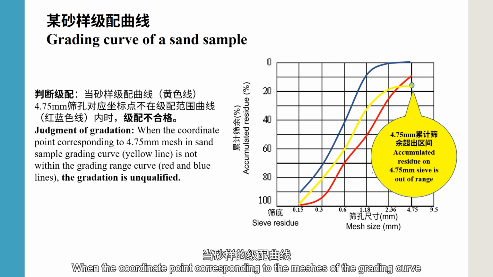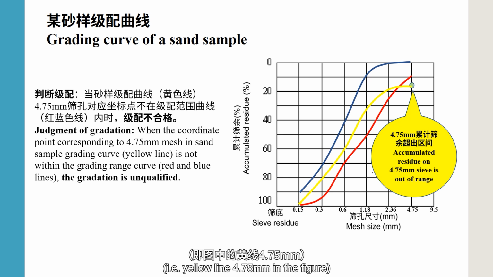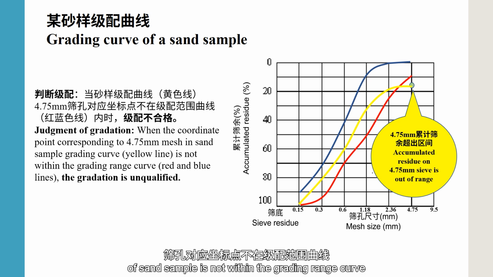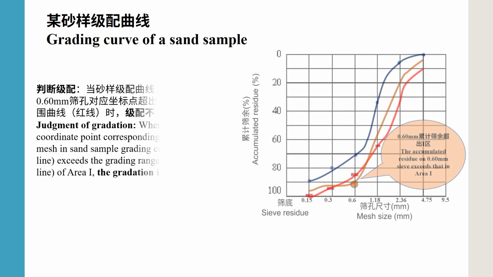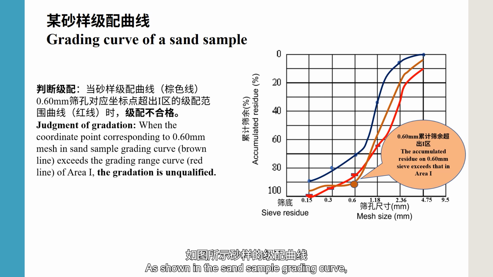When the coordinate point corresponding to the 4.75 mm meshes of the grading curve, that is, the yellow line in the figure of the sand sample, is not within the grading range curve, that is, the red and blue lines in the figure, the gradation is unqualified. As shown in the sand sample grading curve, the accumulated residue on the 0.60 mm meshes has exceeded the range of Area 1. The gradation can be judged according to this figure.